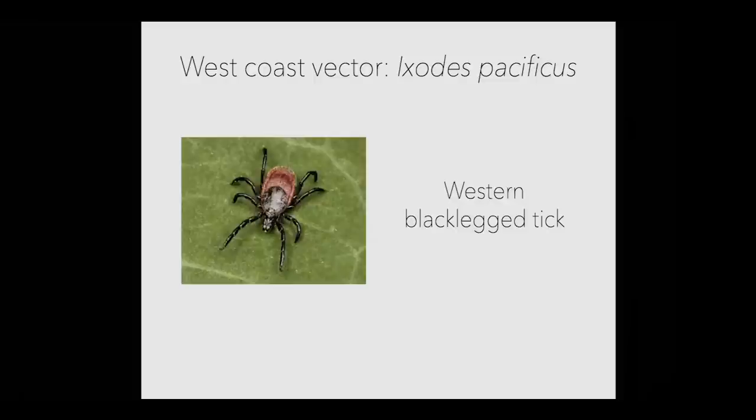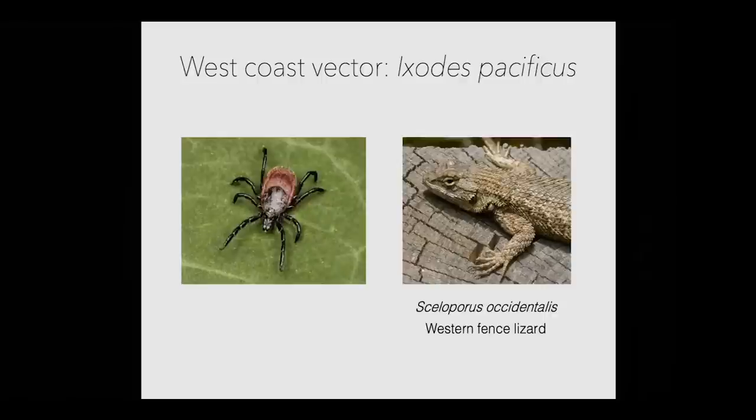So this tick, if we were to take it through lab experiments, it intrinsically can carry and transmit the Lyme pathogen. What makes it special compared to scapularis and why we're somewhat protected from Lyme disease incidents out here is that they have a strongly preferred host of the Western fence lizard. You may have seen this in your backyard. They're about this big, and they're just all over California.